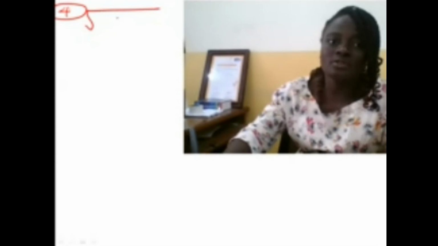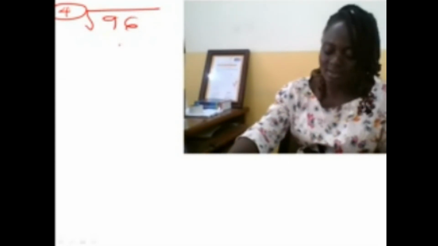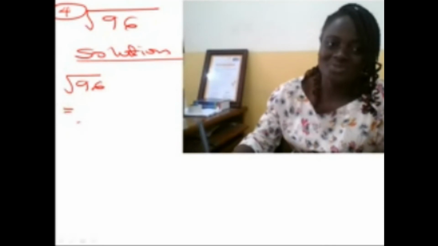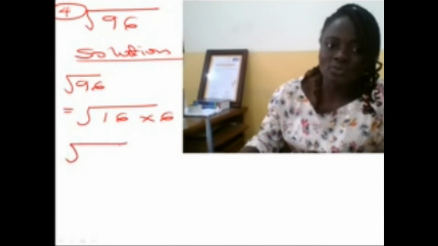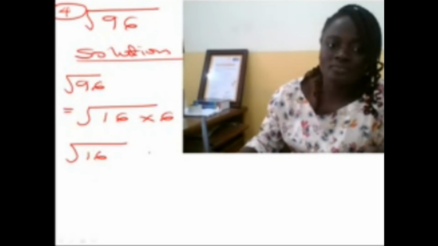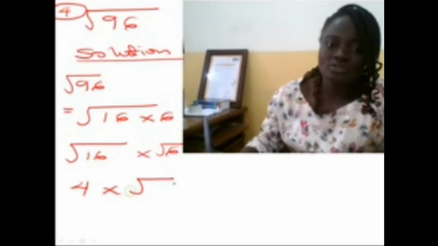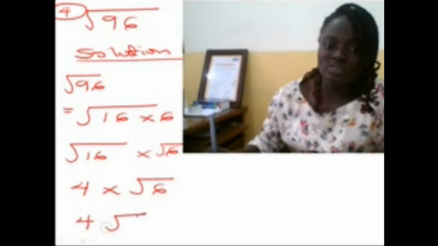Then the fourth example, before we come to the addition of surds. The fourth example is the square root of 96. This is equal to square root of 16 times 6. And square root of 16 will give 4 times square root of 6. And so we are going to get 4 root 6.